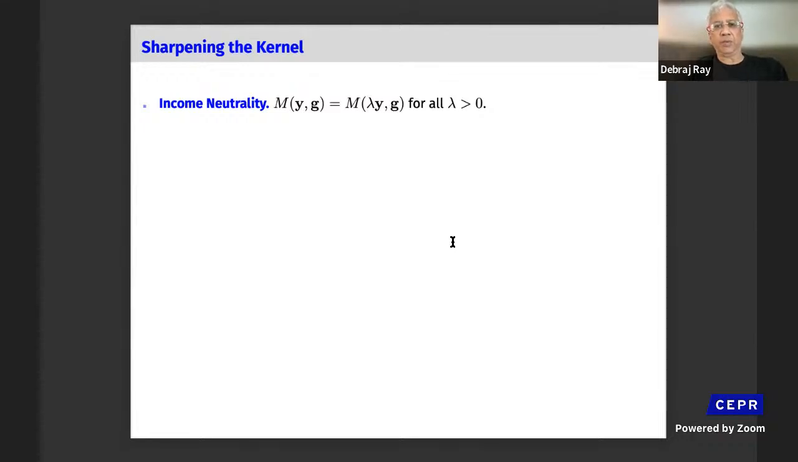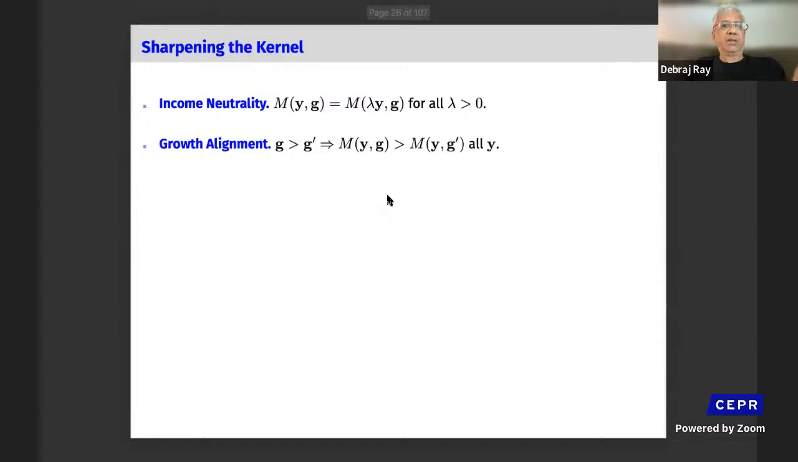The first is income neutrality. Income neutrality says that if I look at a particular situation and I scale up everybody's baseline income, multiply everybody's income by 2, then mobility is unchanged. I'm not multiplying the growth rates. Notice that the lambda is only multiplying the incomes and not the growth rates. The second is what I call growth alignment, which says that if everybody's income is growing faster, in the Pareto sense, then mobility is higher.